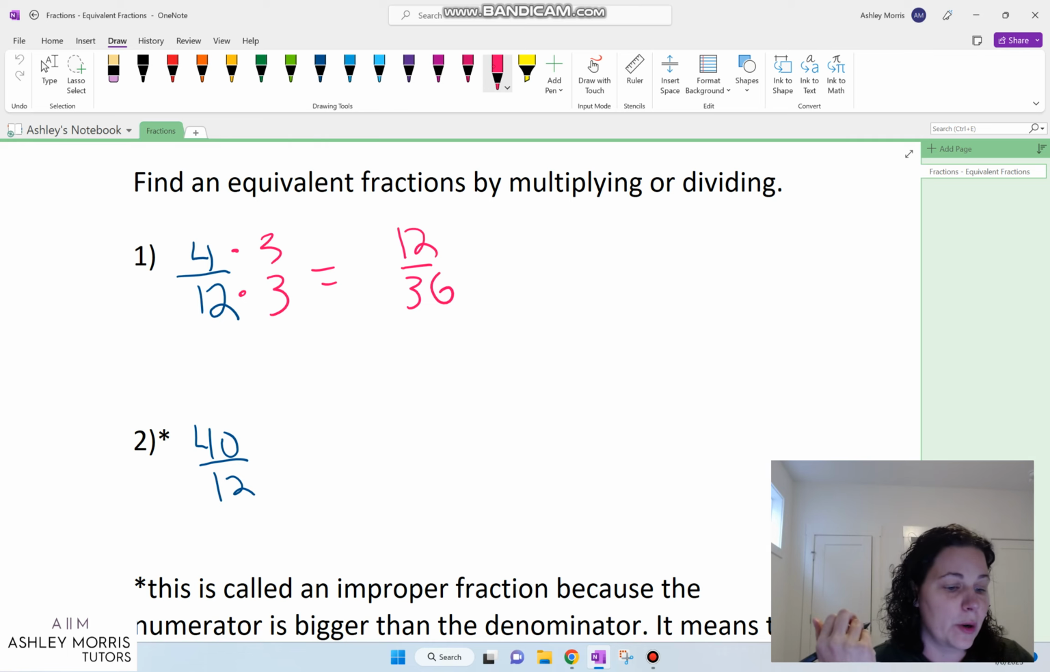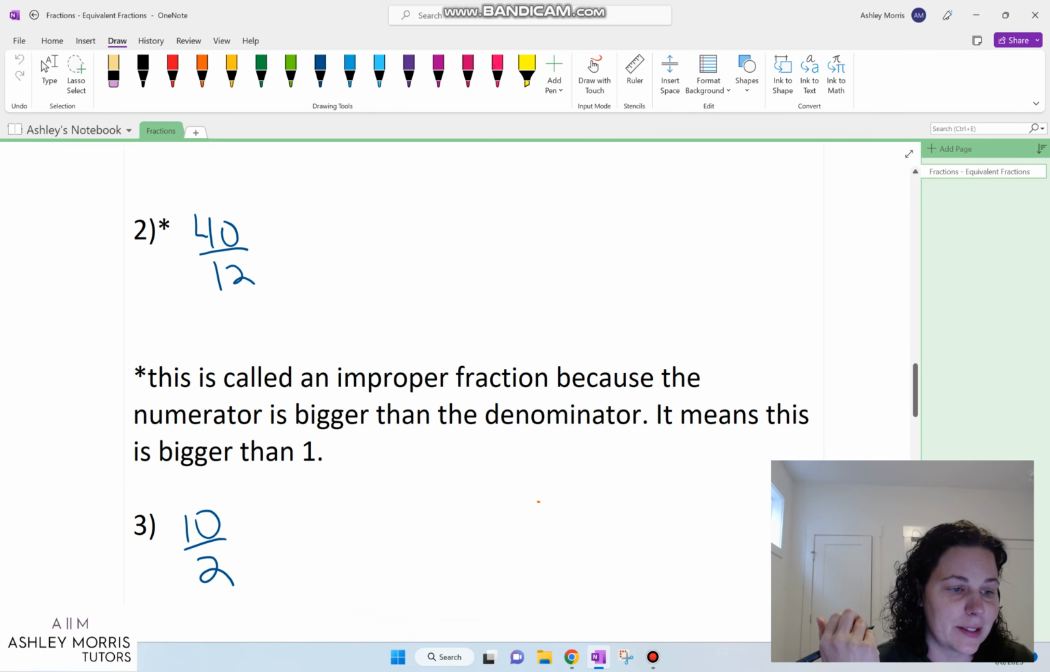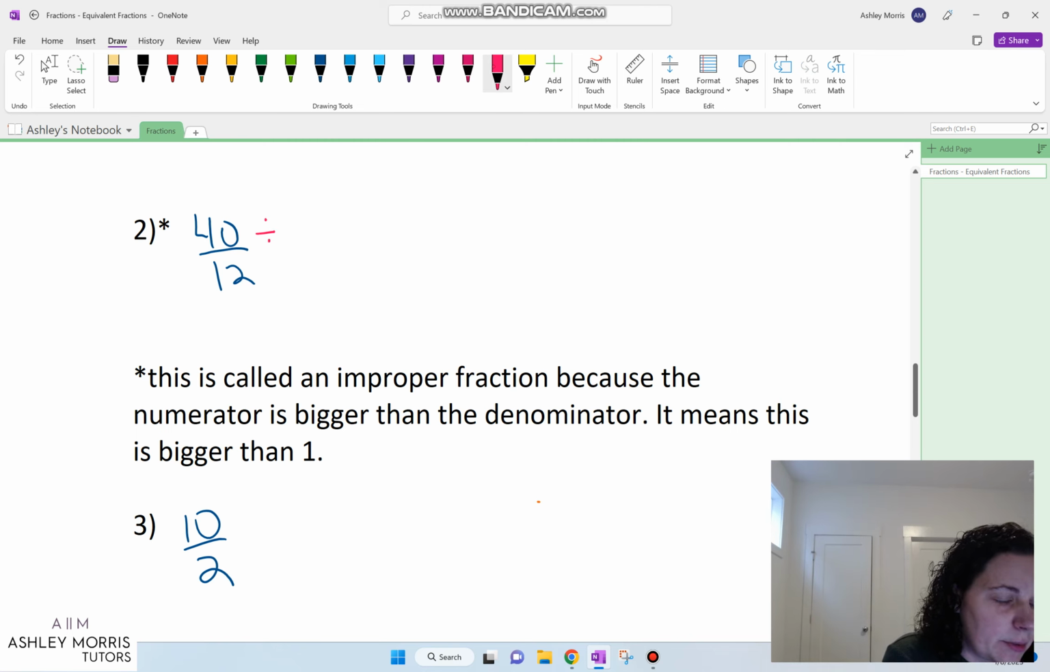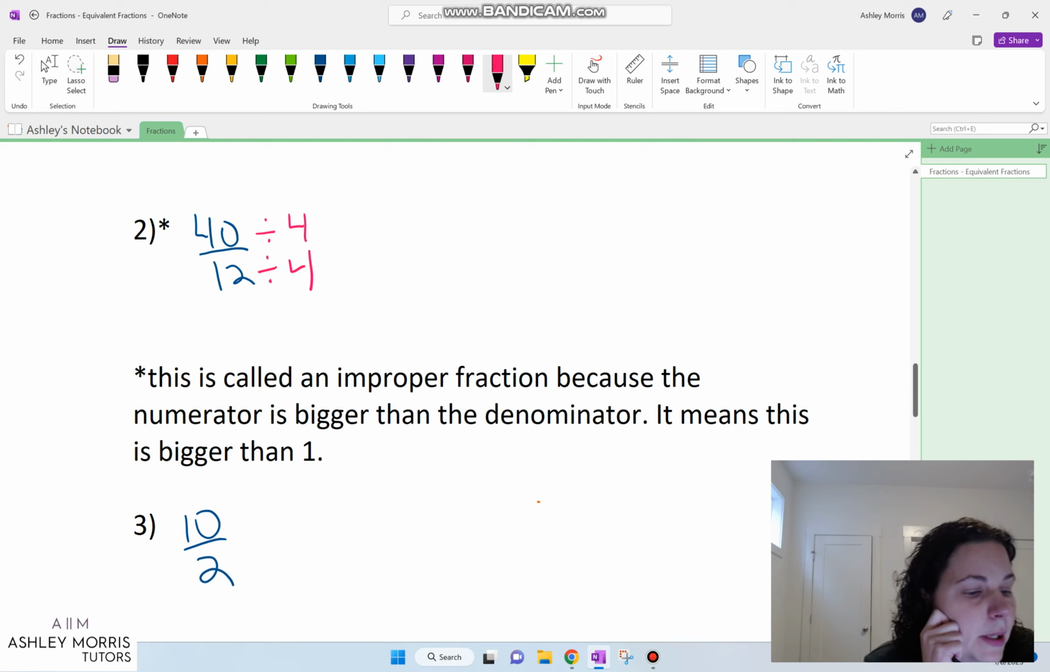40/12. Ooh, 40, that's an improper fraction because the top is bigger. Doesn't change our work. It's just improper, which I don't really like that name because there's nothing wrong with it. But anyway, this time I decided to divide. I'm going to divide by 4 on top and 4 on bottom. I'm dividing by 4/4, so I'm dividing by 1. Doesn't change my value, just changes my look.